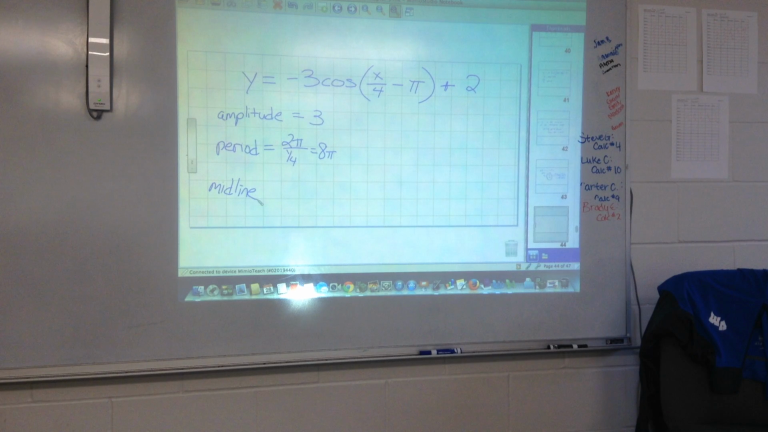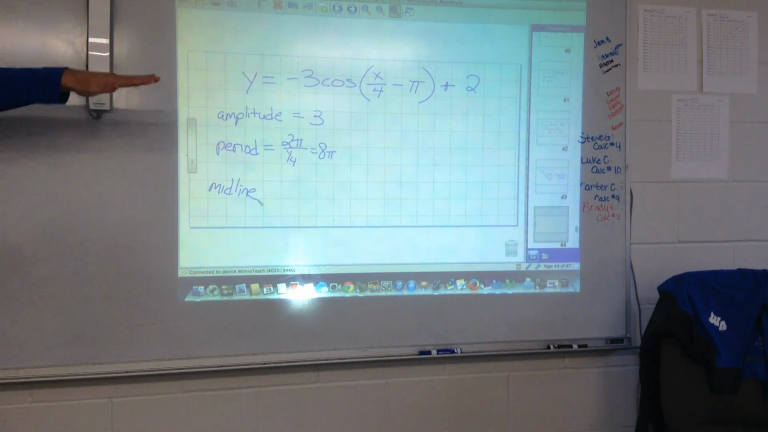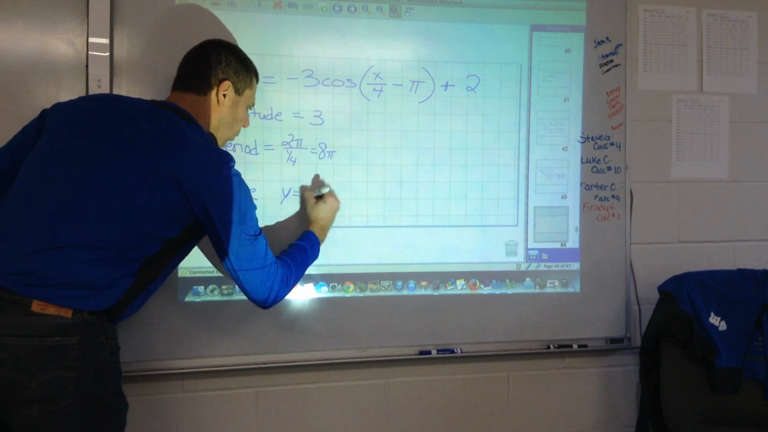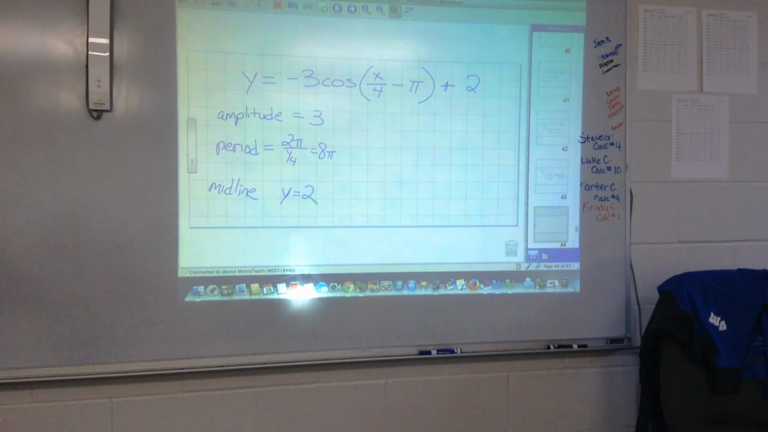Where's our new midline? The graph's just not going to go above and below the x-axis now. Y equals 2. Y equals 2 is our new midline.